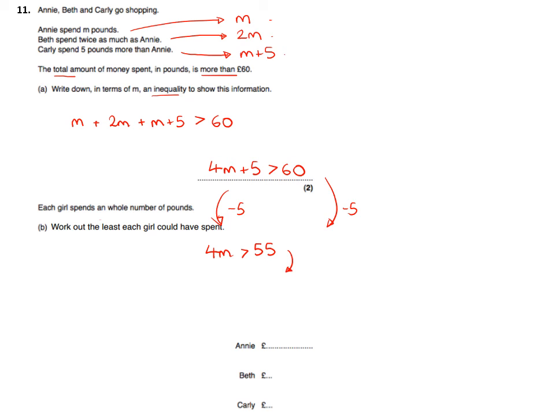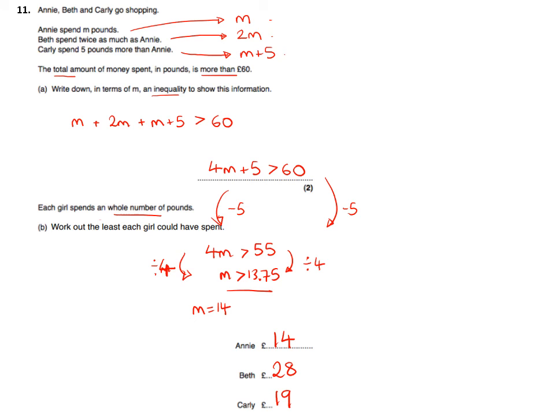And then divide both sides by 4 to give me M is greater than 13.75. But I'm told that each girl spends a whole number of pounds. So the first whole number that is greater than 13.75, M must be 14. So the least that M could be would be 14. So we're going to say Annie spent £14. Beth spent twice as much, so that's £28. Carly spent £5 more, which is £19.